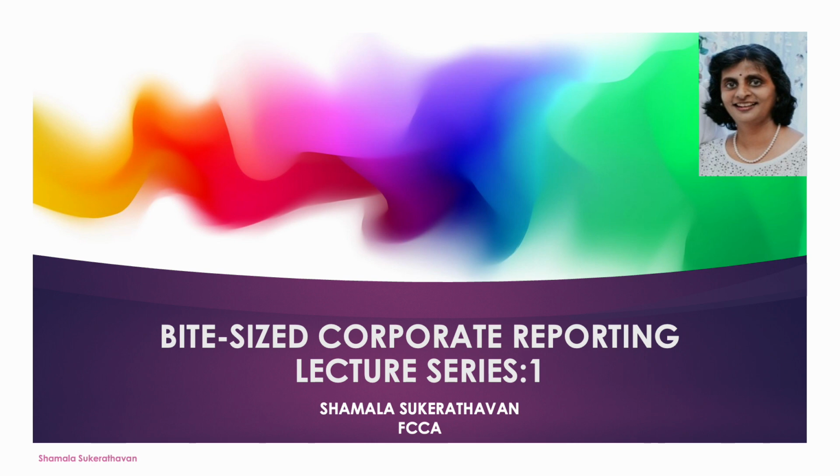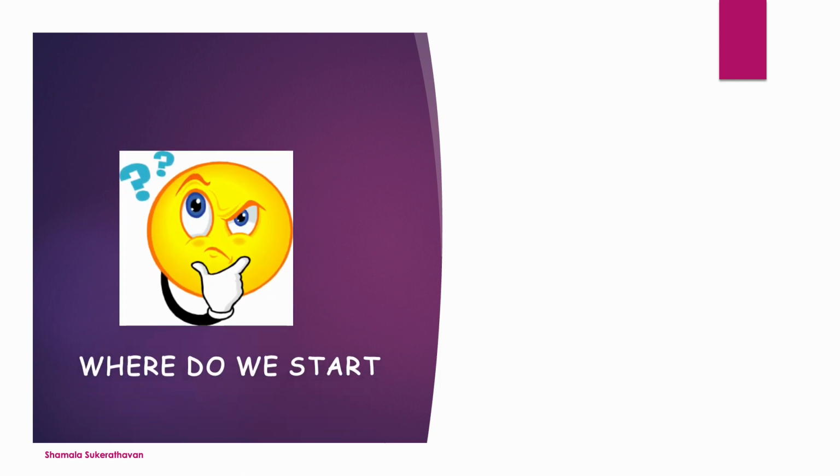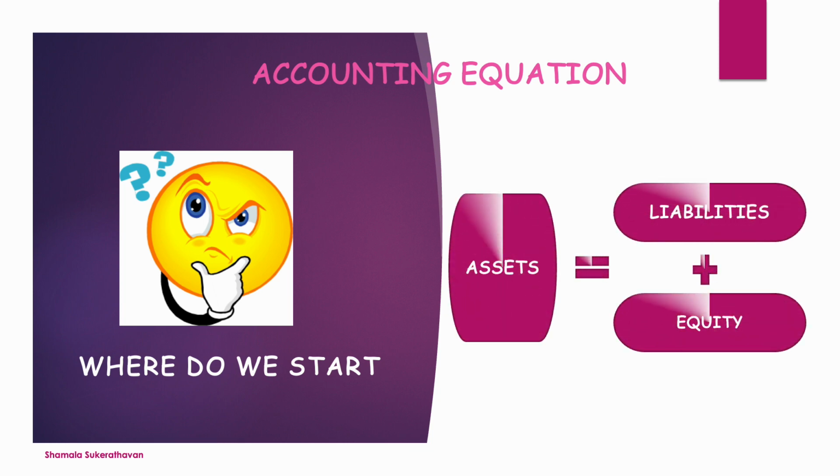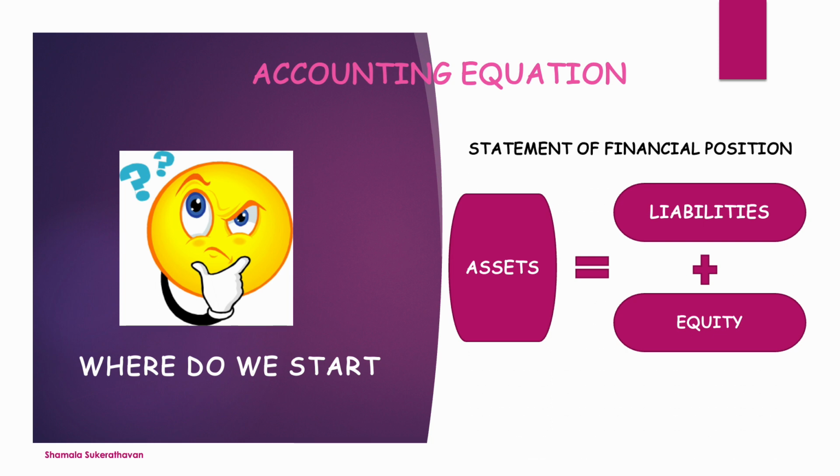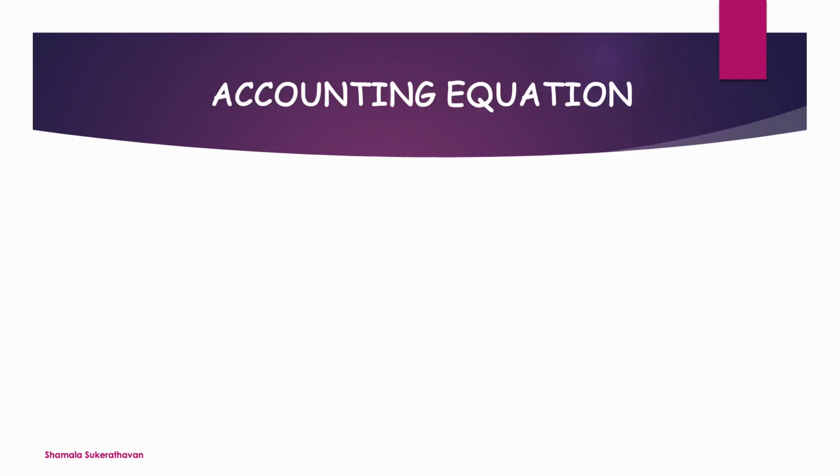Here I will take you through the underlying principles of the conceptual framework of financial reporting and various accounting standards issued by the IASB. Question: where do we start? For me, that would be the accounting equation of assets equal the sum of liabilities and equity. Assets, liabilities, and equity are the three broad headings in the statement of financial position, with total assets equal to the sum of total liabilities and equity.